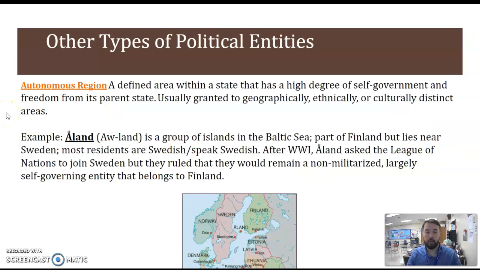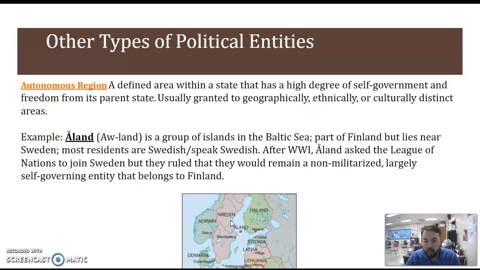Here's some other types of political entities: an autonomous region. So sometimes there's an area within a state that gets a high degree of self-government and freedom from its parent state, usually because of geographic, ethnic, or cultural reasons. Okay, here's a great example: a place called Åland between Finland and Sweden.